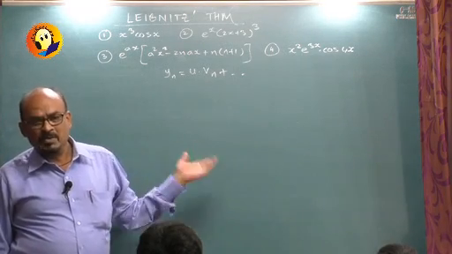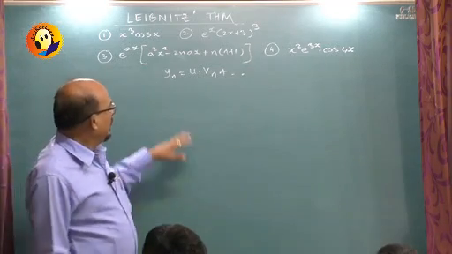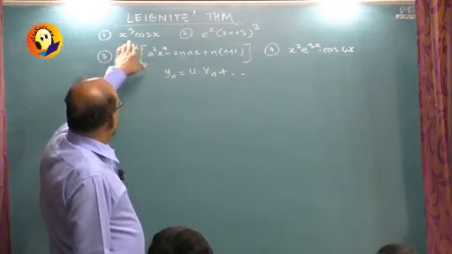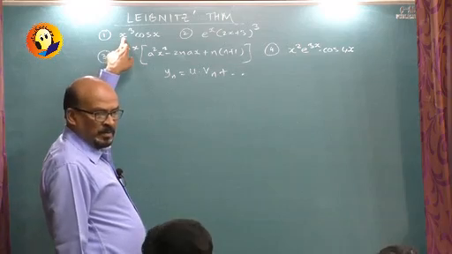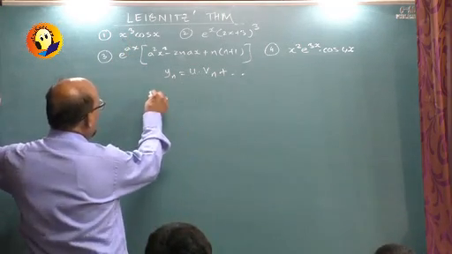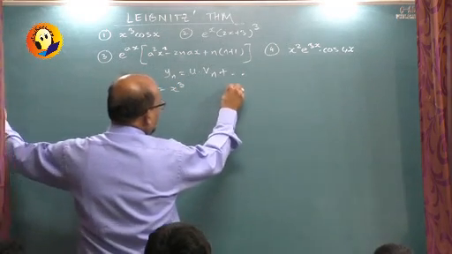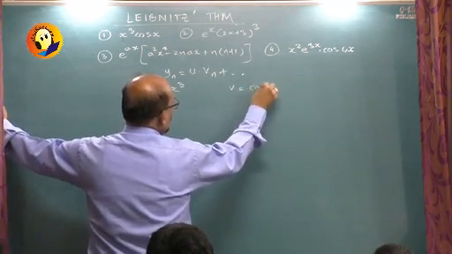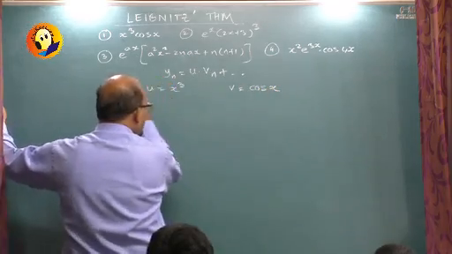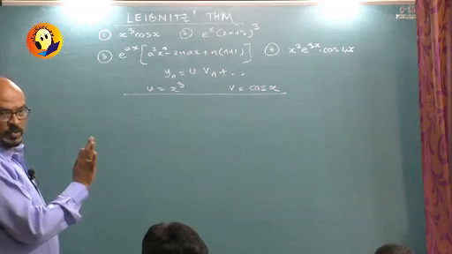What do you expect me to do? I can't help. But the policy over here is that this will vanish after 3. Right? So we will choose u as x cube and v as cos x. This is the very first step that we write. Okay, there is no confusion in this.